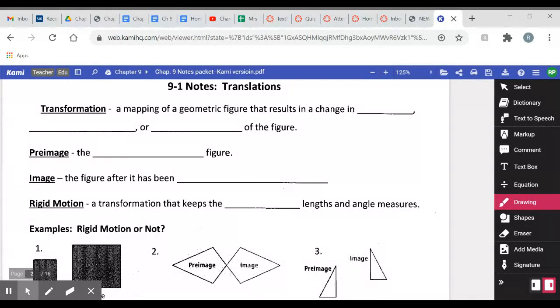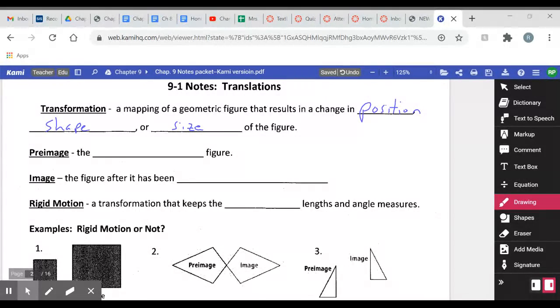A transformation in general is a mapping of a geometric figure that results in a change in position, shape, or size of the figure. So that's, again, the general term for the whole chapter. And now the specific one we're doing in this section is a translation.